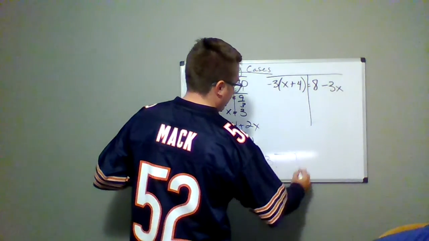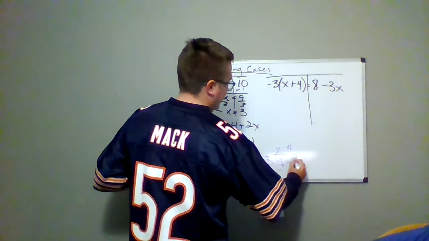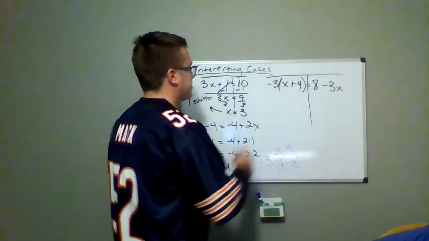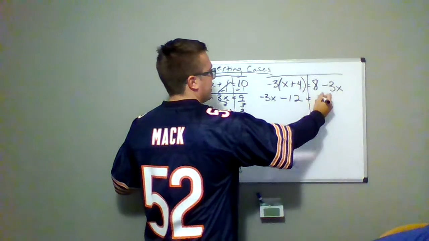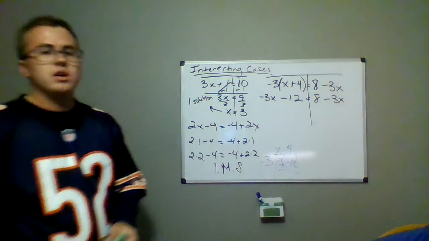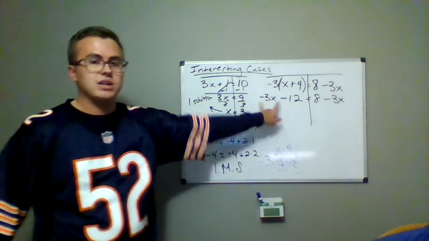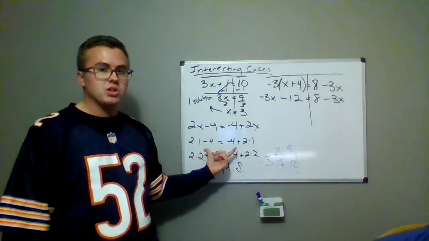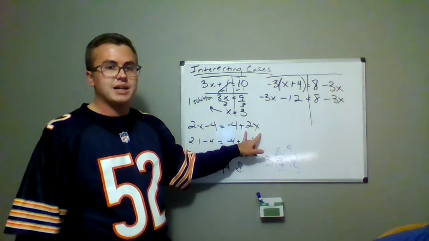Negative 3x and 4 gives me negative 3x and negative 12. So then I'm left with negative 3x minus 12 equals 8 minus 3x. So already you should be noticing something. I've got a negative 3x here and a negative 3x here. So it's already looking similar to this problem because we had the same number of x's on both sides.